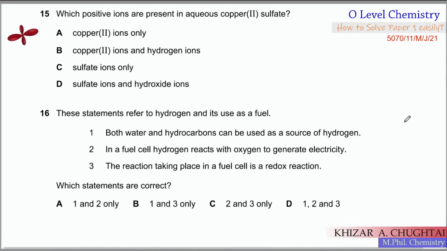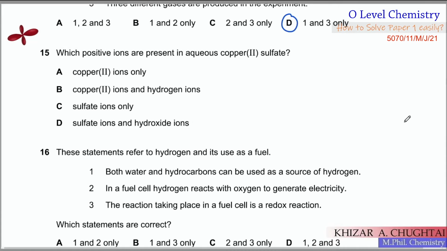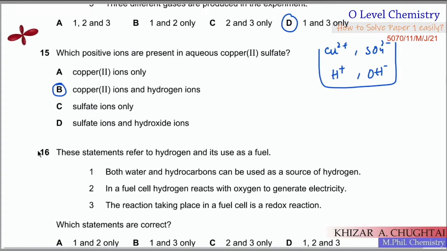Which positive ions are present in aqueous copper(II) sulfate? Copper(II) sulfate has Cu2+ ions and SO4 2- ions, and because of water, H+ ions and OH- ions. So copper ions only, no. Copper ions and hydrogen ions, yes.